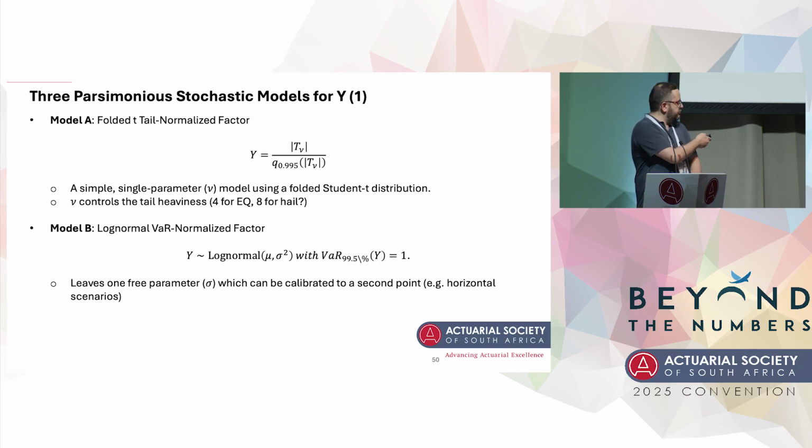Just like we said, if you have a normal distribution, you can take the absolute value and only take 1/2. Imagine you do that with a t distribution. So it's going to be a little bit heavier tailed, and you can control the tail heaviness, maybe 4, which is very heavy tailed for earthquake risk, and 8 for hail. A different way that you could do this is a log normal, which calibrates to your 1 in 200, and the free parameter you can calibrate to your horizontal scenarios, for example.